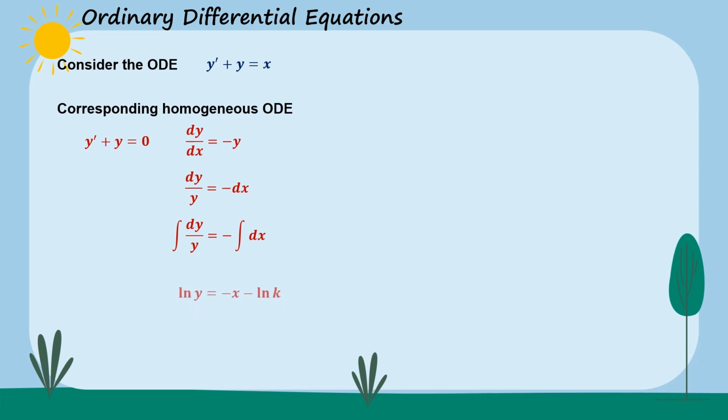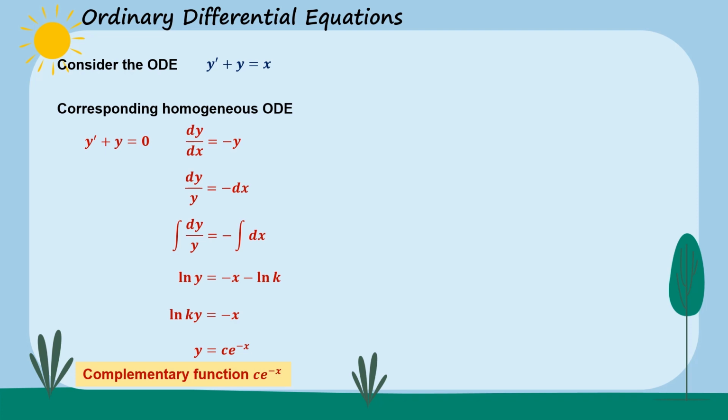So ln y is equal to minus x, and here the integration constant is considered as ln k, so that the calculation is easier. You can go ahead with constant c, that's fine. Now, if we apply the operation on ln y, we can say that y is equal to a constant c times e to the power of minus x. That's the solution of this homogeneous part, and that's why it is called the complementary function of the given non-homogeneous ordinary differential equation.